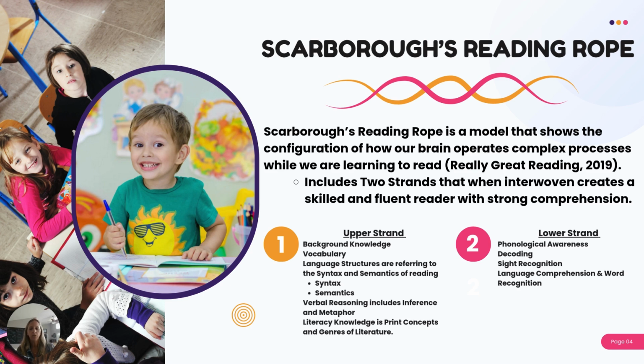The lower strand includes phonological awareness, which is a required skill that enables readers to recognize and utilize word parts, syllables, onsets, and rhymes. Decoding, alphabetic principle, and letter sound consistency is just the relationship between the phonics and the pronunciation. And then we have sight recognition, which is also known as orthographic lexicon, that students can already recognize and read precisely. And then lastly, we have language comprehension and word recognition, and those are both necessary for students to develop strong and accurate reading skills.